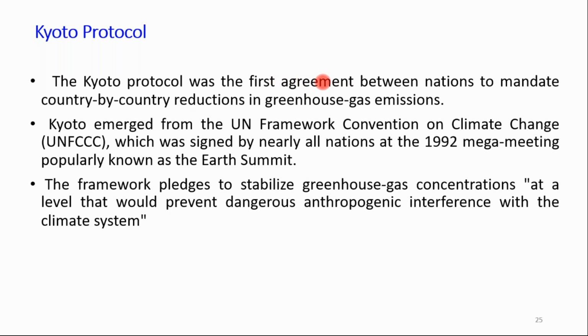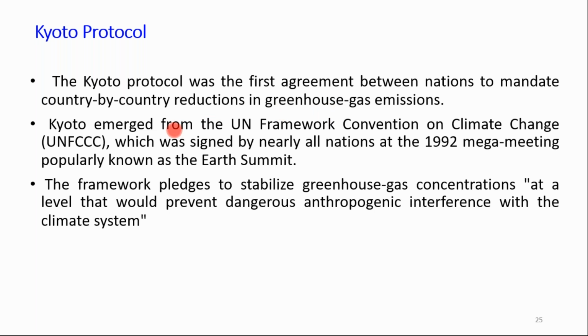This is the first agreement between nations to mandate country-by-country reductions in greenhouse gas emissions. Whatever greenhouse gases are emitted by most of the countries, how to control them and what exactly the target is, all these things were decided in this protocol at Kyoto. That is why it is called the Kyoto Protocol.